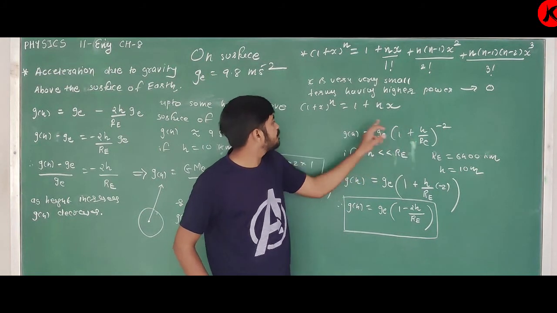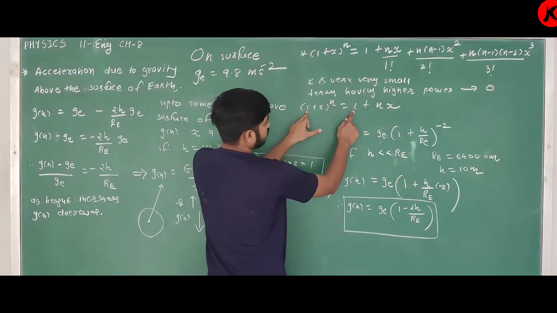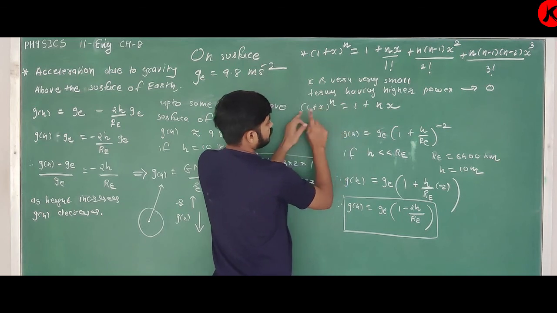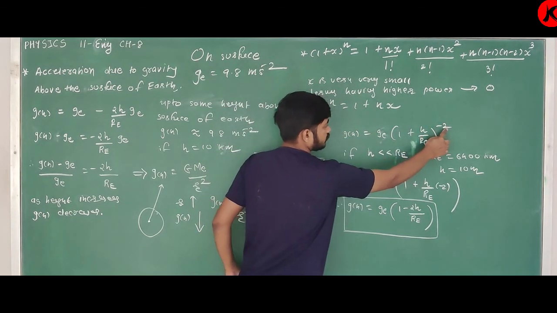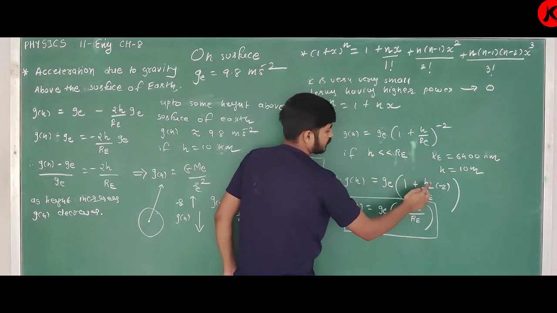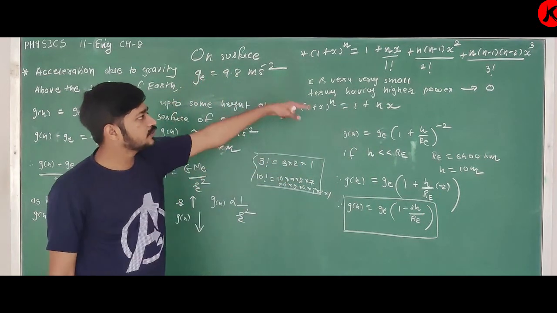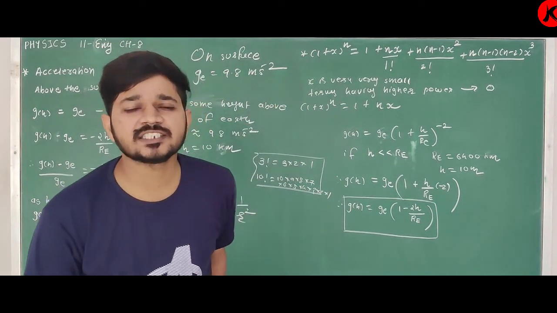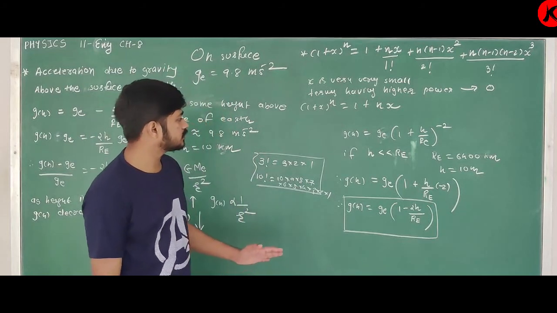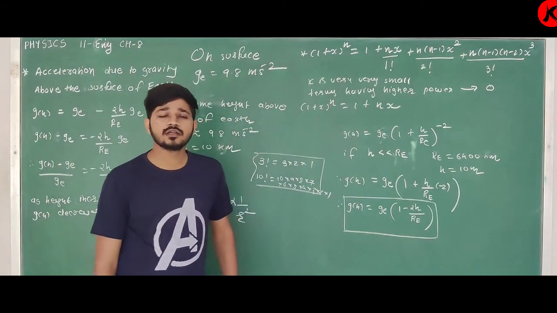So simple. See, 1 plus x. You have to multiply this n to the second term, means minus 2 here. Clear? So yes, you have to remember this binomial expansion. Okay, it is the reason. Clear?